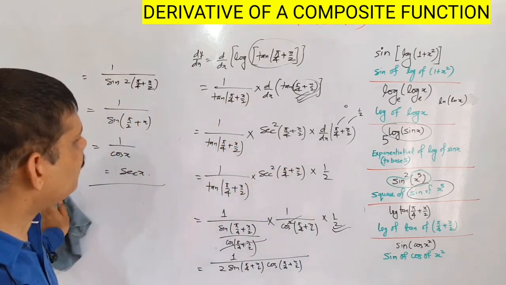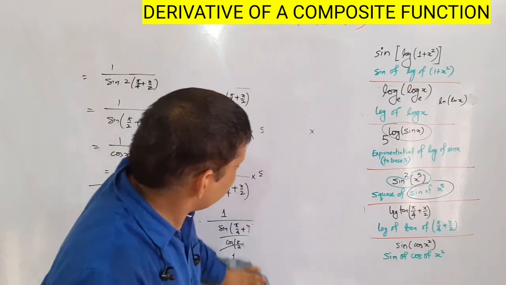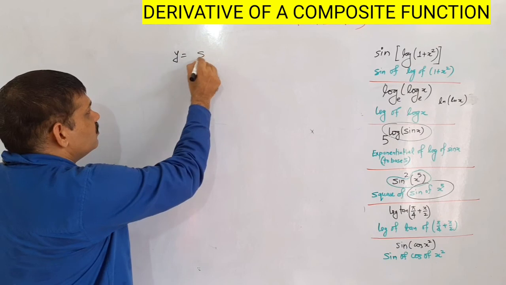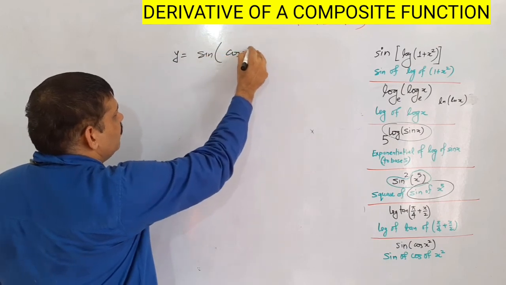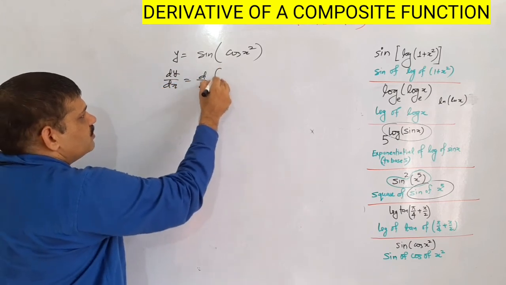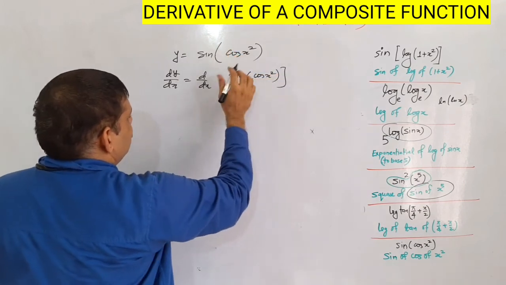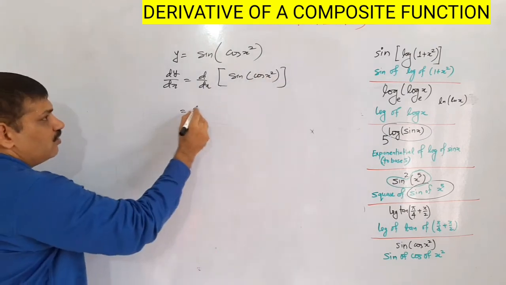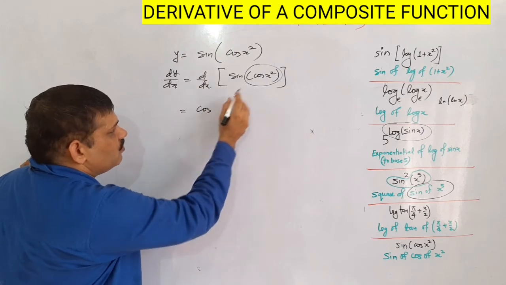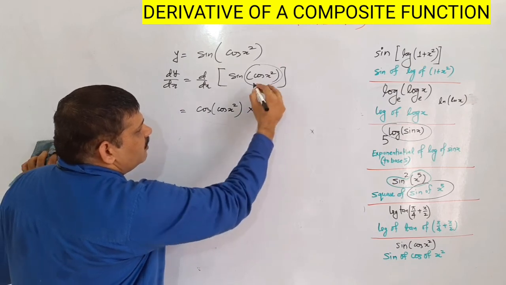Now finally, sine of cos of x square. The y is here, sine of cos of x square. Sine of some variable. So the derivative of y with respect to x is the derivative of this whole function with respect to x, that is sine of cos of x square. Now, the derivative of sine of a variable is cos of that variable. Sine of x is cos of x. So cos of this variable into the derivative of that which we have treated as u.